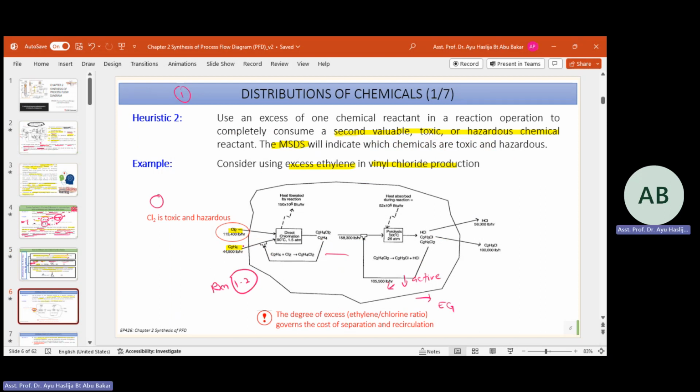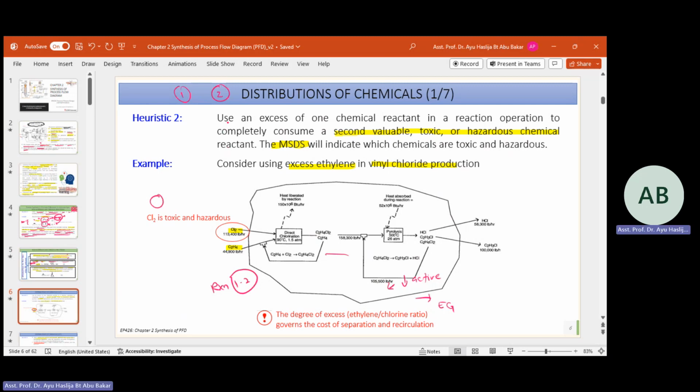Okay, distributions of chemicals. This one is the second step. Ignore this number 1, it's from the previous slide. Okay, number 2, distribution of the chemicals. Identify what your input and output are. Input can be your raw materials, catalyst, inert. Output can be your product, byproduct, waste.